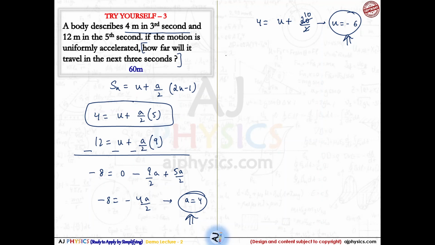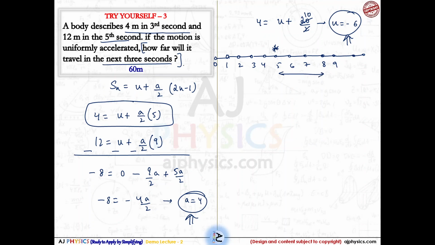Okay, so now we have to make the point diagram. Whenever you are approaching problems related to kinematics, try to draw this point diagram. This is very important. This is 1, 2, 3, 4, 5, 6, 7, 8, 9. I think we need 0 also. Okay, so this is the situation. It was given till the 5th second here, and we need the distance from 5th to 8th because it is going in the next 3 seconds. Fine.